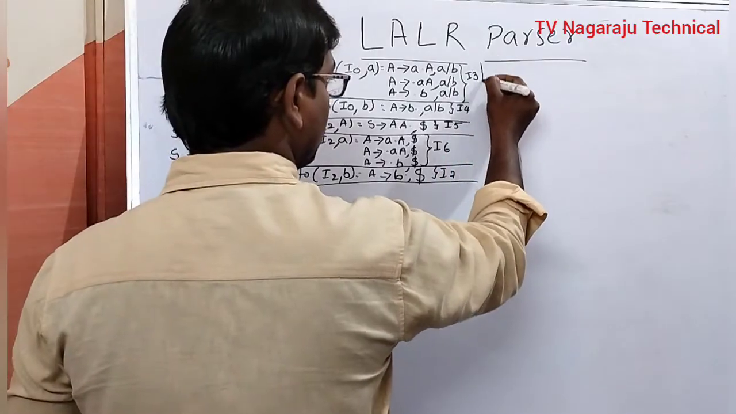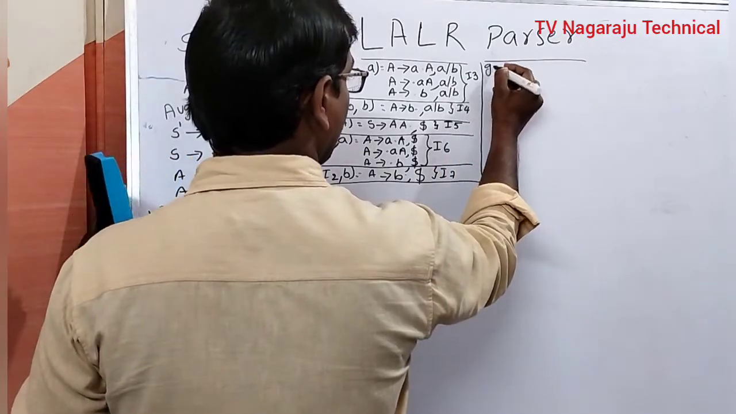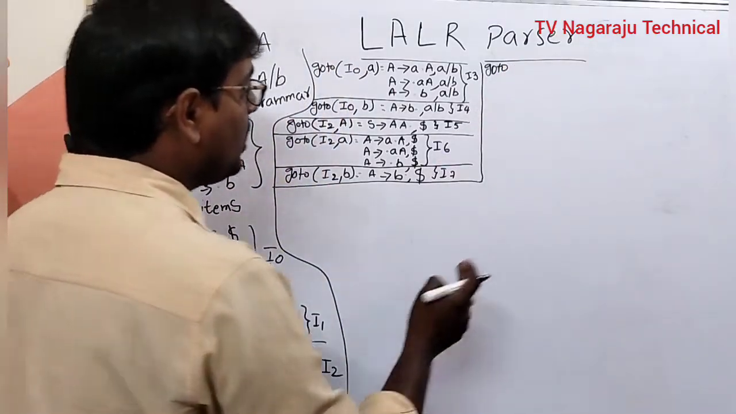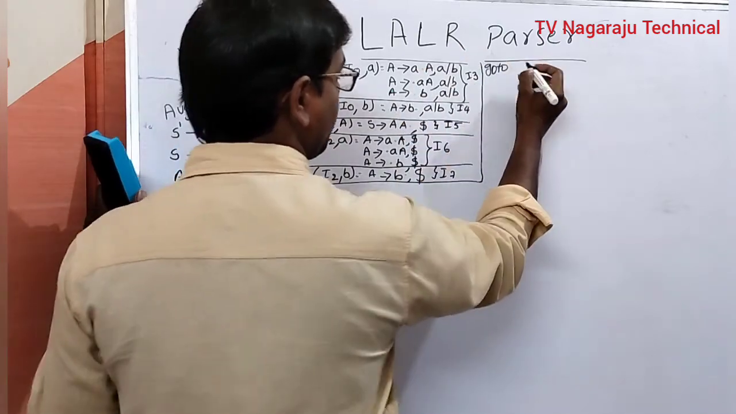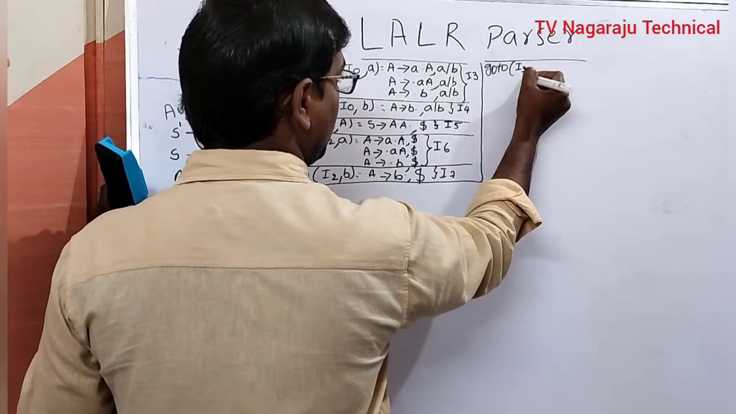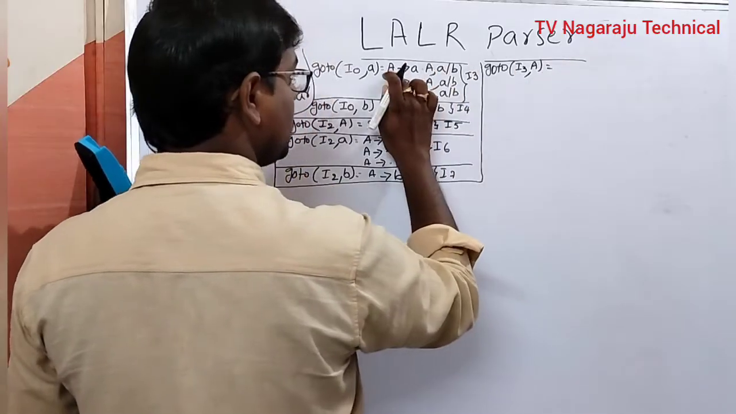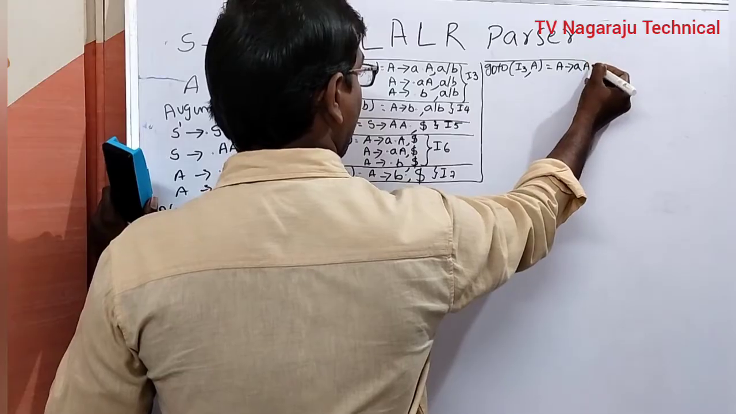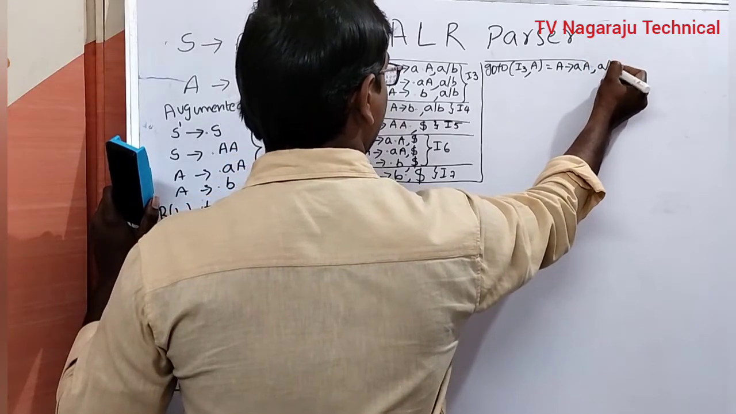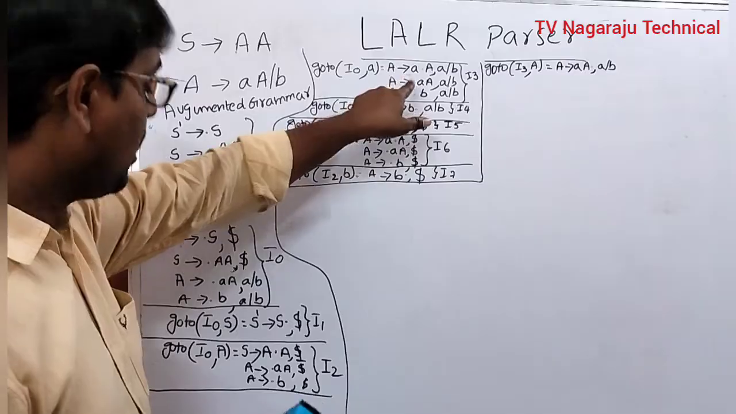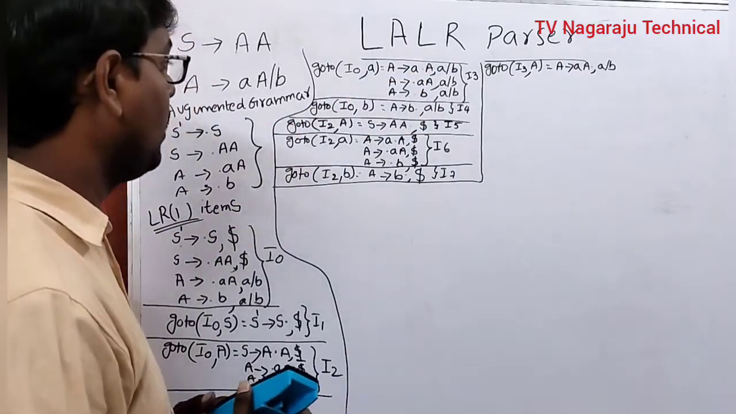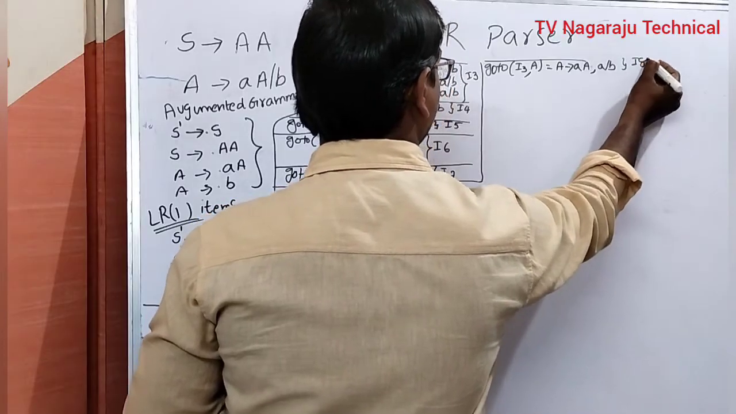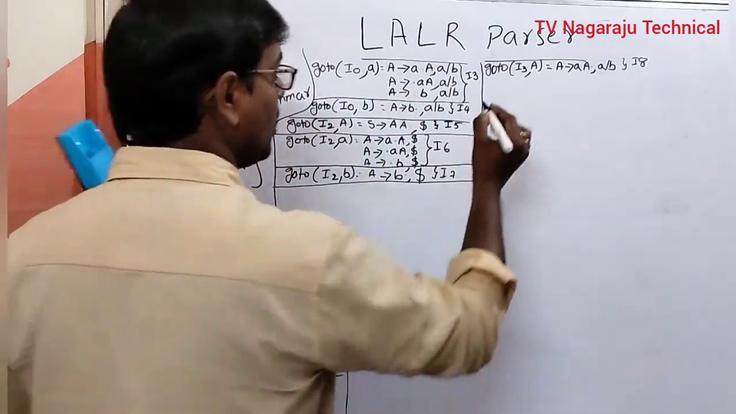Now, I2 is completed. Move to I3. Yes, we have dot A present. Go to I3 comma A. So what is the meaning? Simply A tends to A dot, comma a by b. This is assumed as I8.